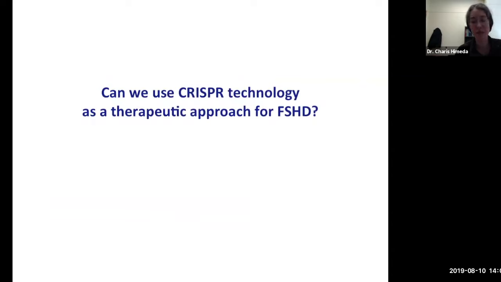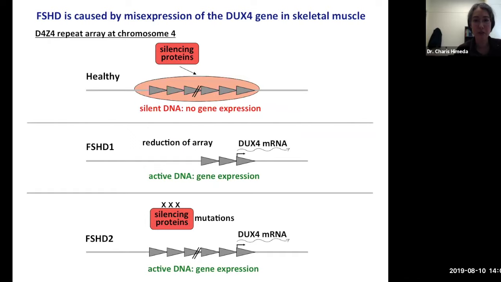So this is very promising, but the question for us is, can we use CRISPR technology as a therapeutic approach for FSHD? So just a brief overview of what causes this disease. It's well established in the field now that FSHD is caused by misexpression of the DUX4 gene in skeletal muscle. So the disease locus is this large array of repetitive DNA on chromosome 4. About half of our genomes are actually composed of repetitive DNA. And some of it is functional, but a lot of it is dangerous and needs to be silenced. And in the healthy situation, there are silencing proteins that bind and modify this region to keep it silent so that no genes can be expressed.